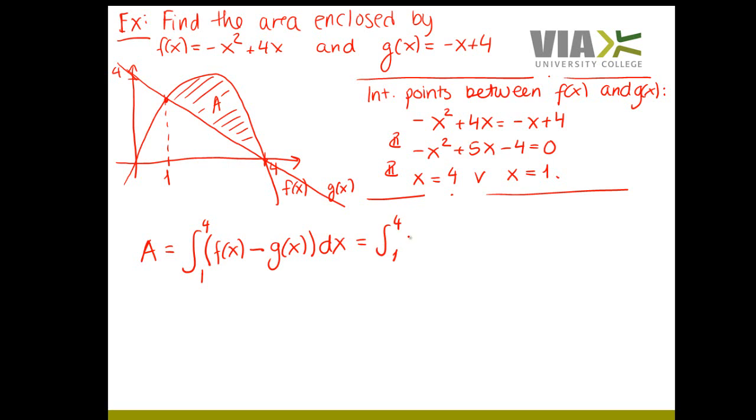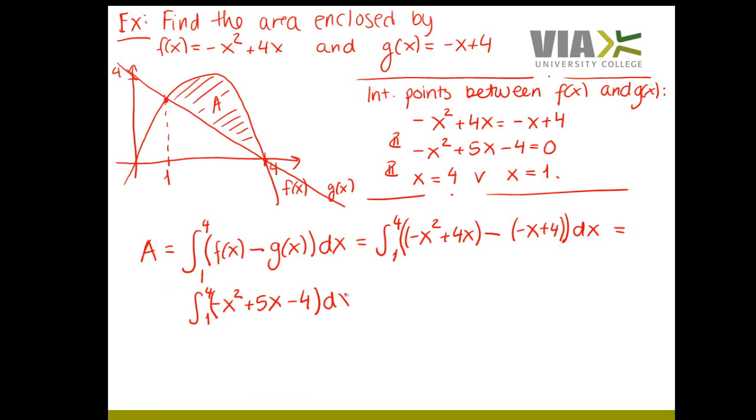Since f(x) is defined as minus x squared plus 4x, and we subtract g(x), which is defined as minus x plus 4, dx, then we can simplify this a bit before we find the integral. So we have 4 and 1, and that must be minus x squared, then plus 4x plus 1x, that will give me plus 5x minus 4 dx.